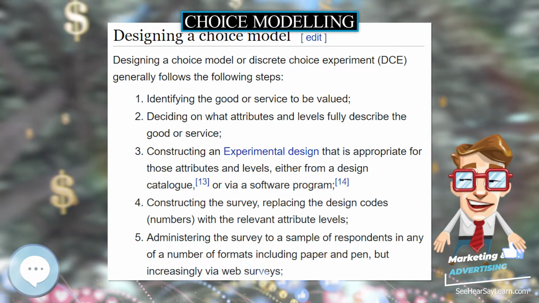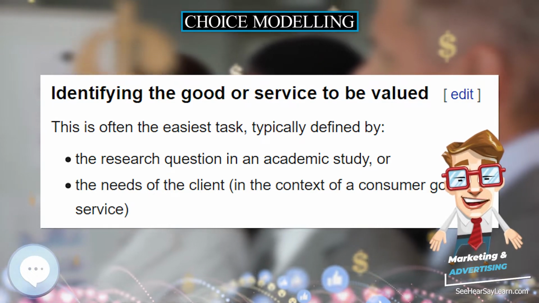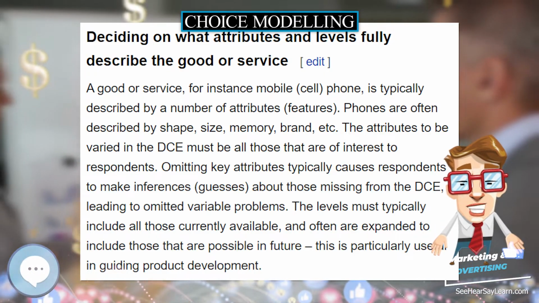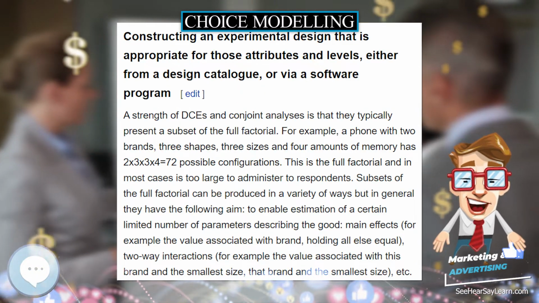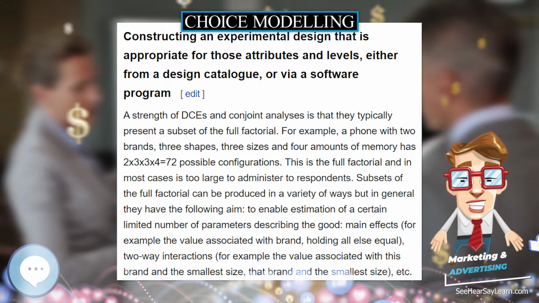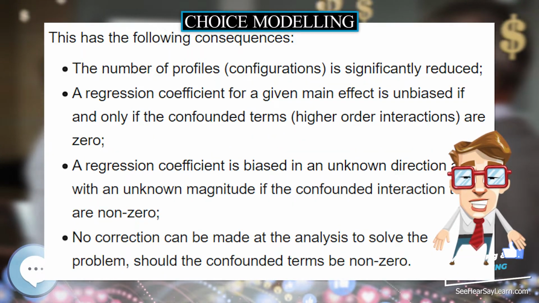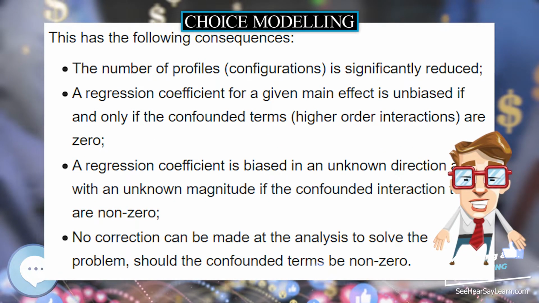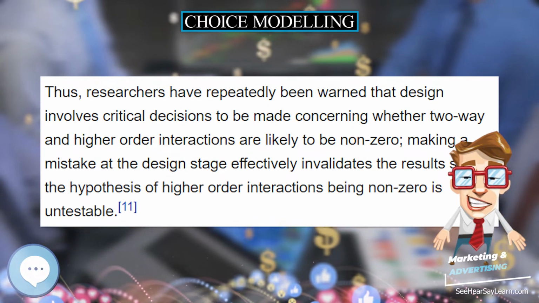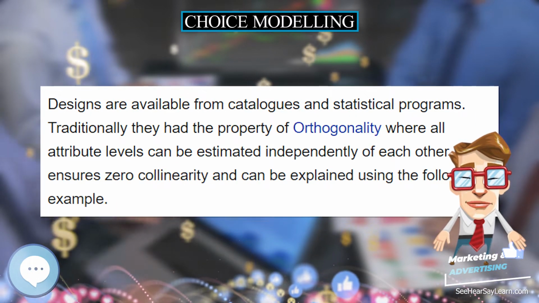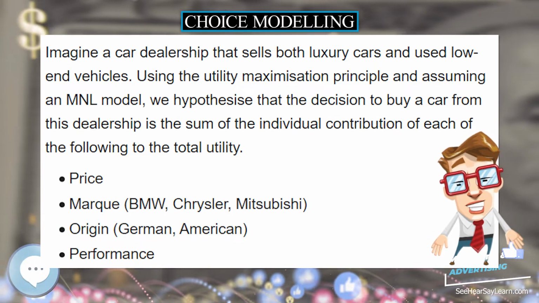Subsets of the full factorial can be produced in a variety of ways, but in general they have the following aim: to enable estimation of a certain limited number of parameters describing the good, main effects, for example the value associated with brand, holding all else equal, and two-way interactions, for example the value associated with this brand and the smallest size, that brand and the smallest size, etc. This is typically achieved by deliberately confounding higher-order interactions with lower-order interactions. For example, two-way and three-way interactions may be confounded with main effects. This has the following consequences.